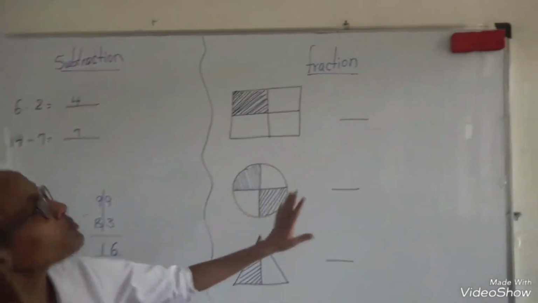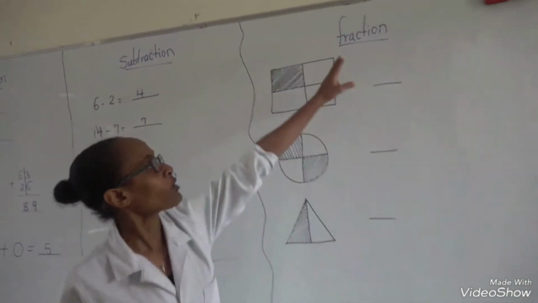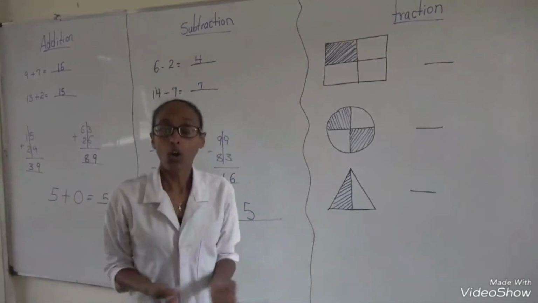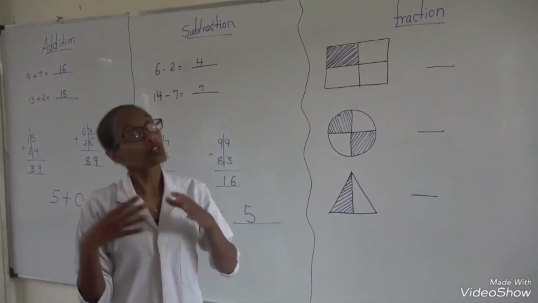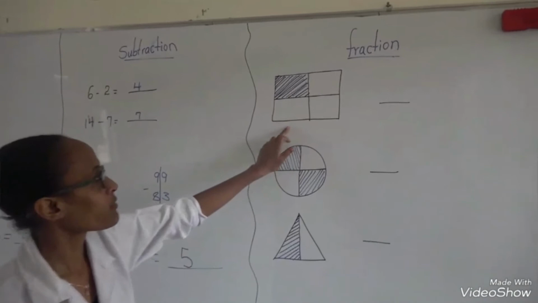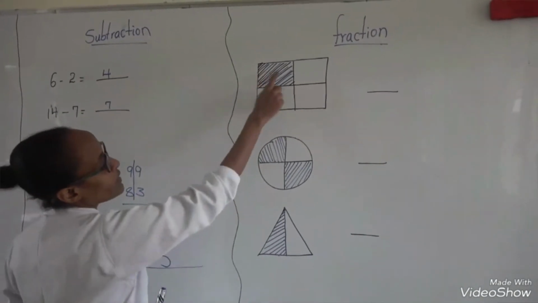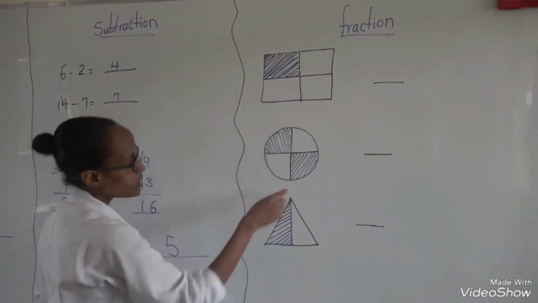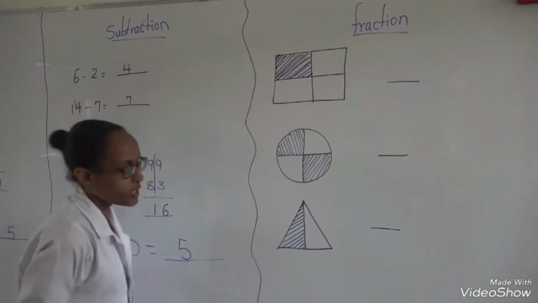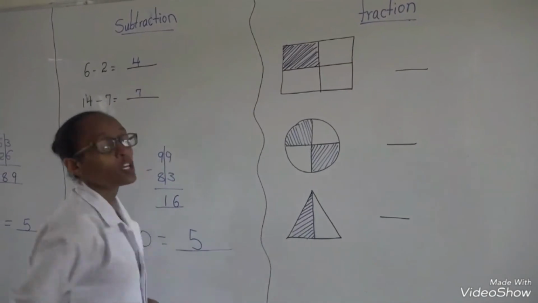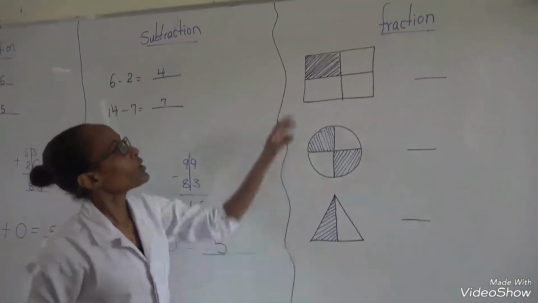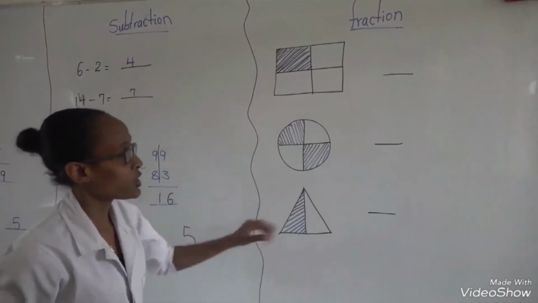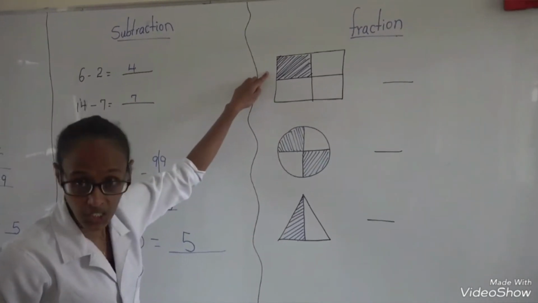And let's come to today's lesson. It's about fractions. Fraction is dividing a whole into parts or pieces. Here we have a square and we divided it into 4. Here we have a circle and we divided it into 4. Here we have a triangle and we divided it into 2. So here we colored some parts of the shapes and we call them the shaded parts.